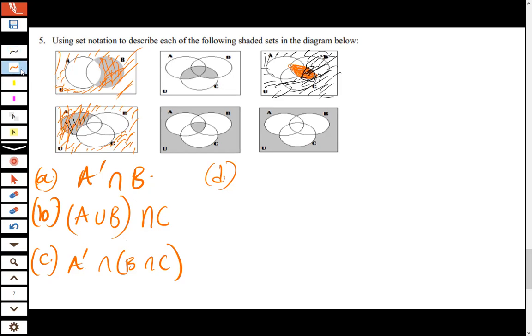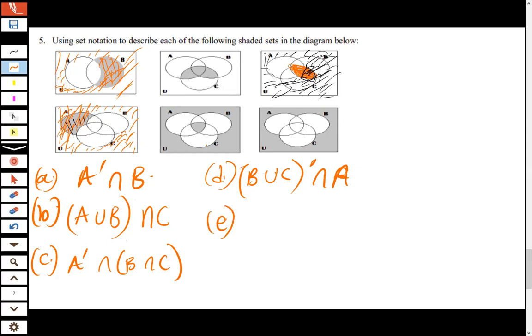So if we're to write that in set notation, we can just say B union C, then complement, and then intersection A. B union C complement intersection A. Yeah, so B union C complement intersection A, that is the region that has been shaded there. So let us move on to this other region.